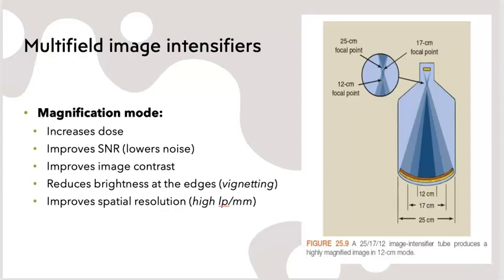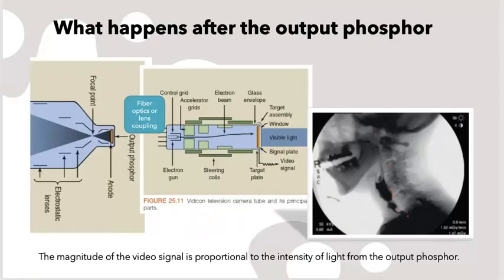A thing to remember about magnification mode if you are using it in fluoro is that, again, it does increase dose, but it improves signal to noise ratio and lowers noise. It can improve image contrast, but it reduces brightness at the edges, which is called vignetting. But it can also improve spatial resolution, or it gives a high line pair per millimeter measurement.